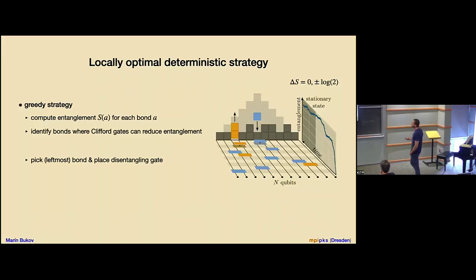But once we've identified the bonds where we can reduce the entanglement, maybe there are many of those, maybe there's just one, we have to pick one of those, and then we place the disentangling gate there. And notice now that the process of identifying bonds where Clifford gates can be applied, where we check this over all possible bonds, now requires a global amount of information about the system. It requires me to check all these bonds.